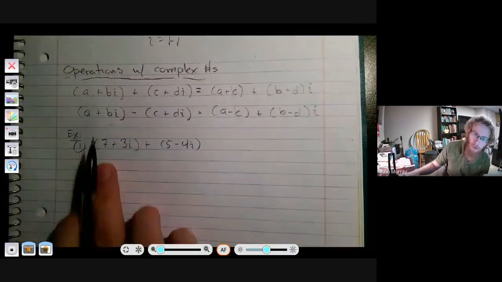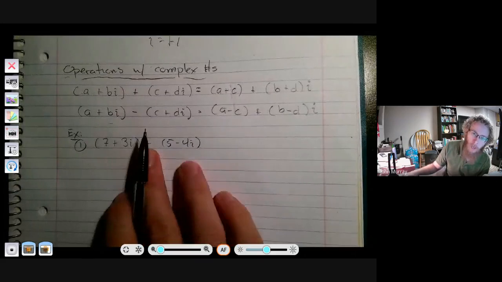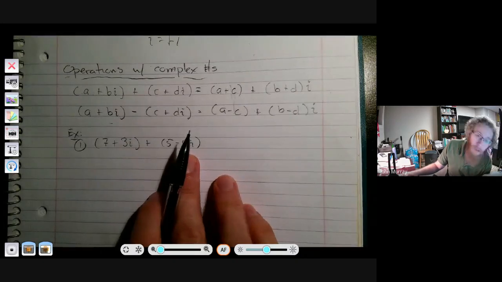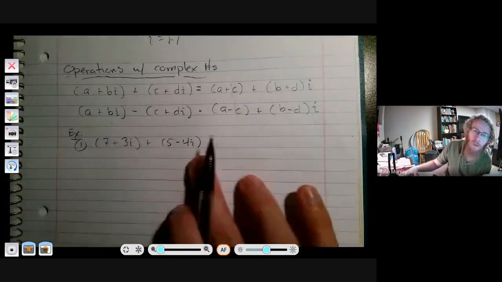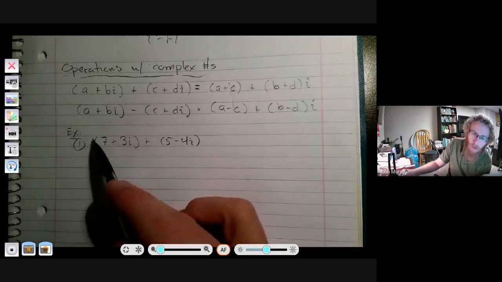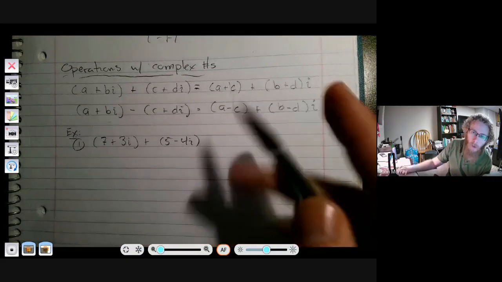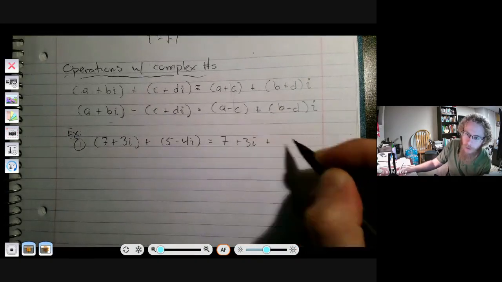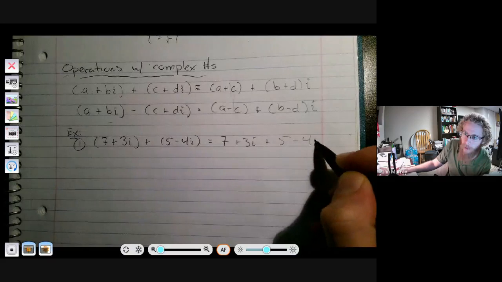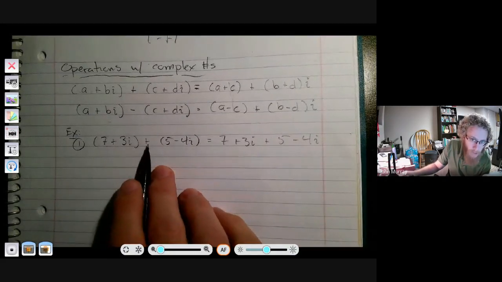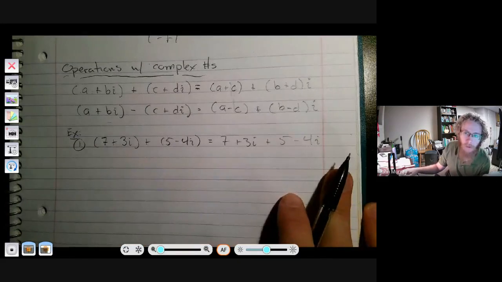All right, so we're going to take a look at 7 plus 3i, and we're adding that to 5 minus 4i. So sometimes you'll see it where it's in parentheses like that, okay? But as long as there's nothing on the outside, you can just drop the parentheses. All right, so you have 7 plus 3i plus 5 minus 4i. As long as it's addition in the middle, you can just drop the parentheses.